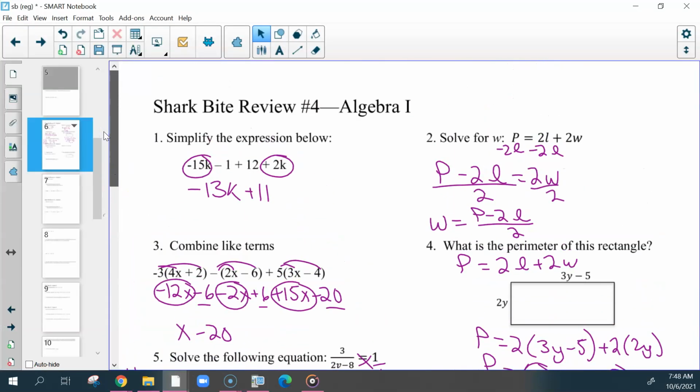Today, self-check. I'm going to go through the answers. If you have any questions, ask. For the first one, you needed to simplify, so combine your like terms. Then you should have gotten negative 13k plus 11.